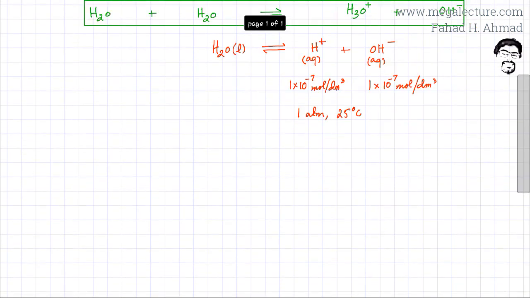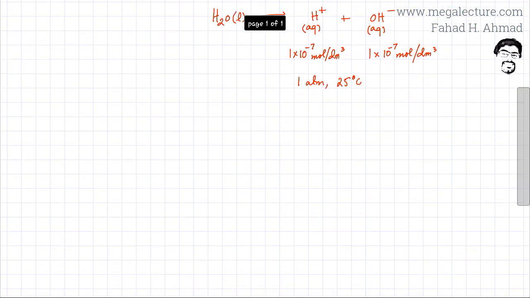Now let me highlight this reaction, and I'm going to focus on this equilibrium over here. Remember, it's an equilibrium reaction. Whenever there's an equilibrium reaction, there's going to be an equilibrium constant, which is the ratio of the concentration of products divided by the concentration of reactants.